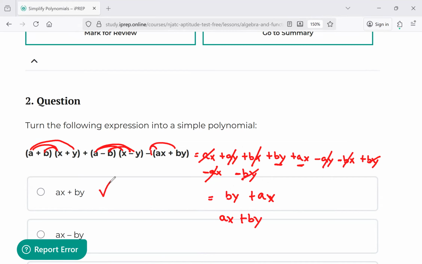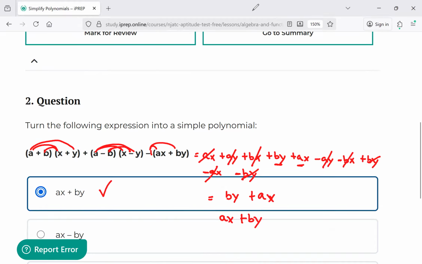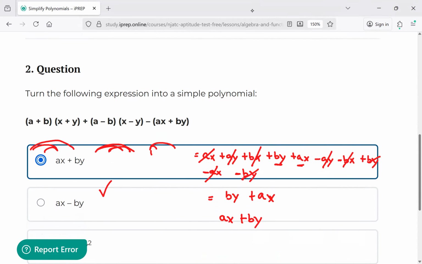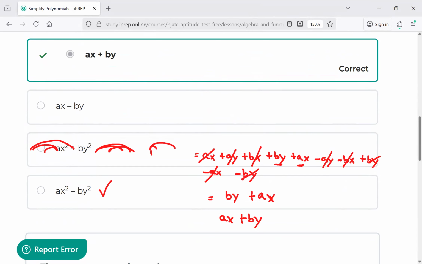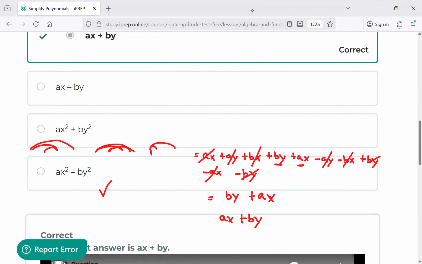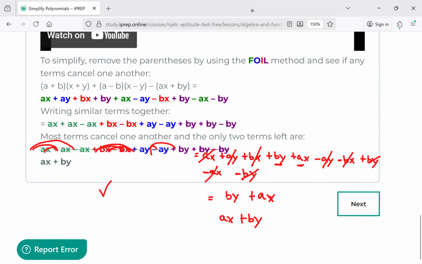Okay, so it looks like the first one. So unfortunately, I thought we could factor the GCF, but no, we had to FOIL it out, collect like terms, cancel, and you're left with the first answer. Okay, correct. Okay, next one.